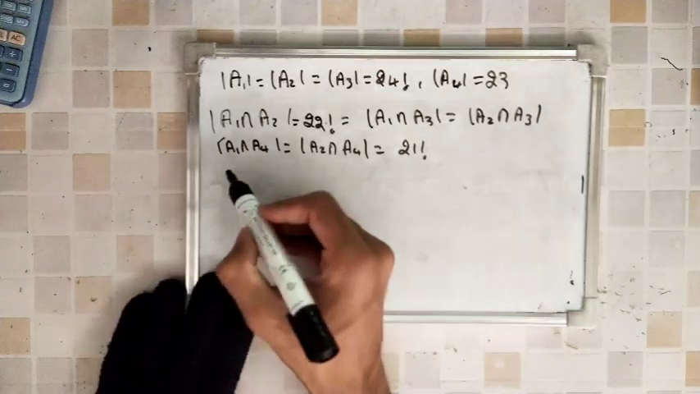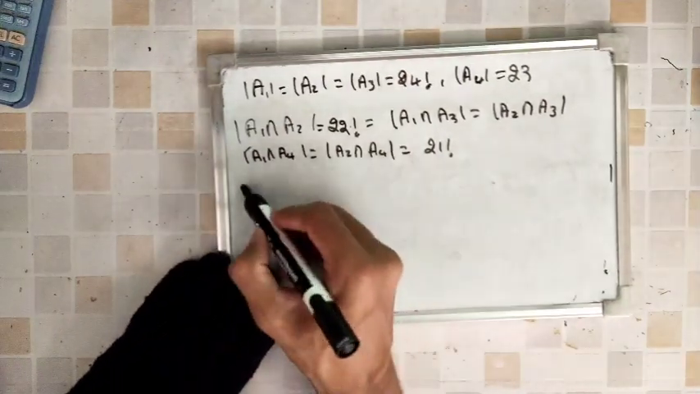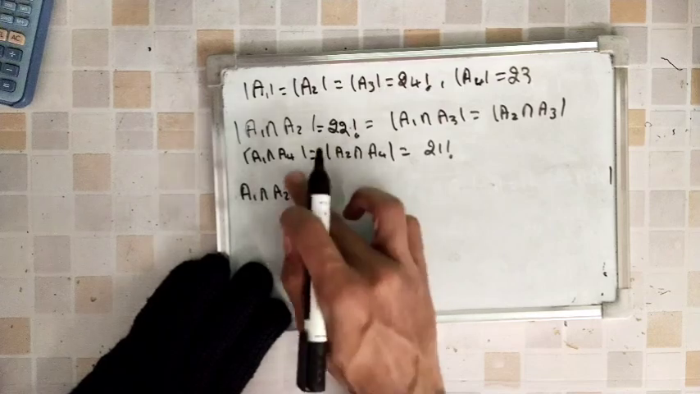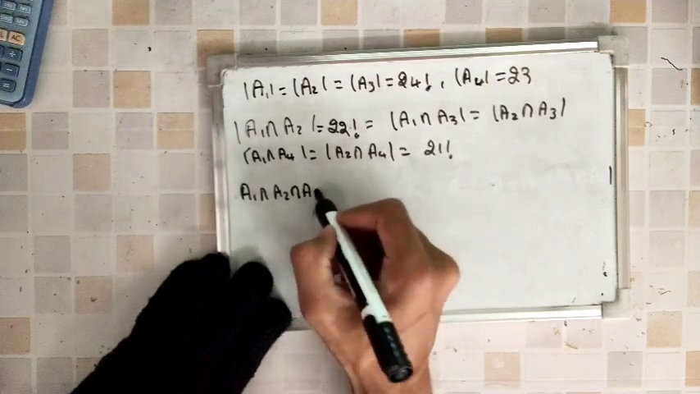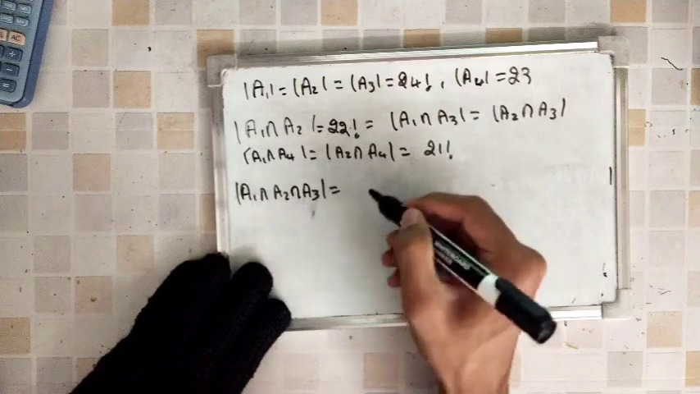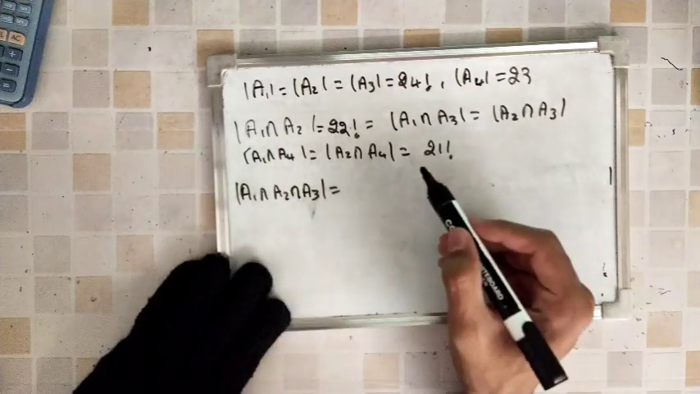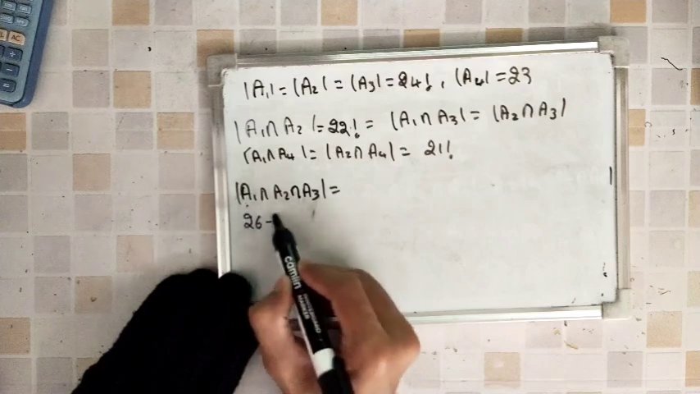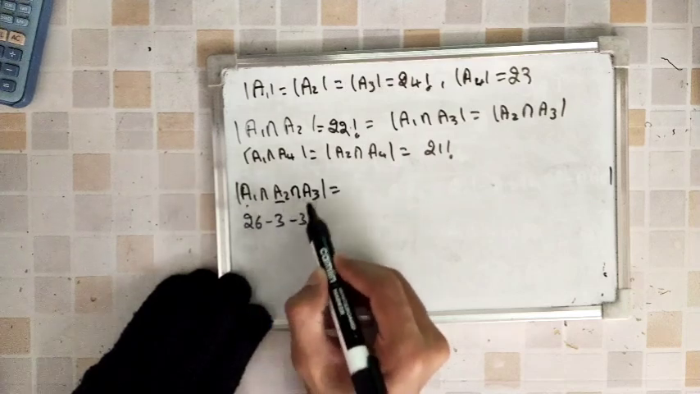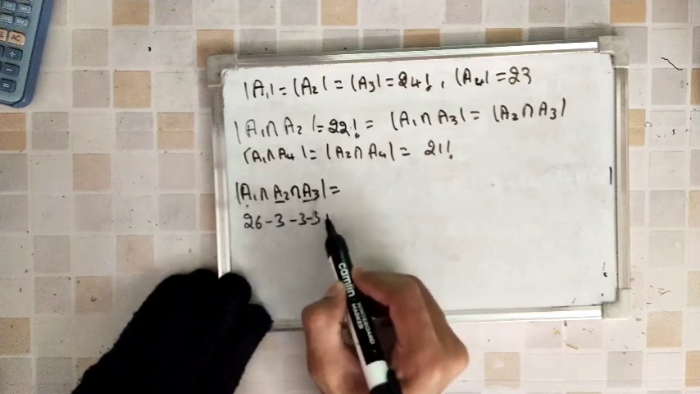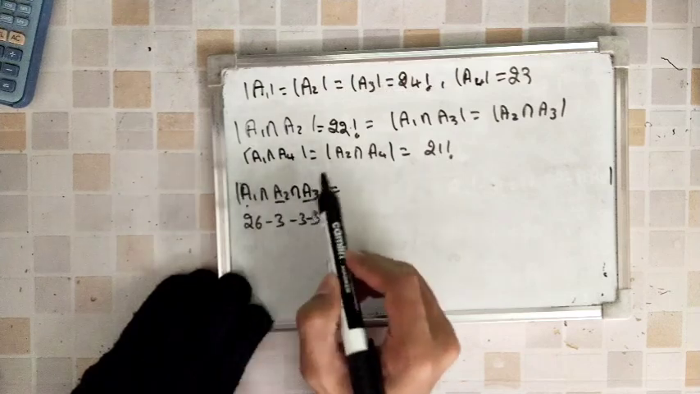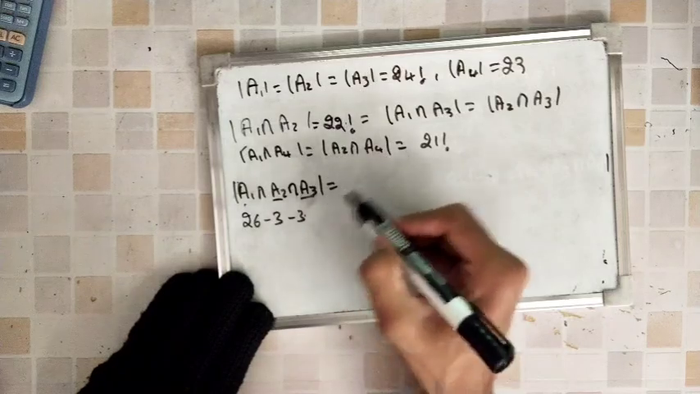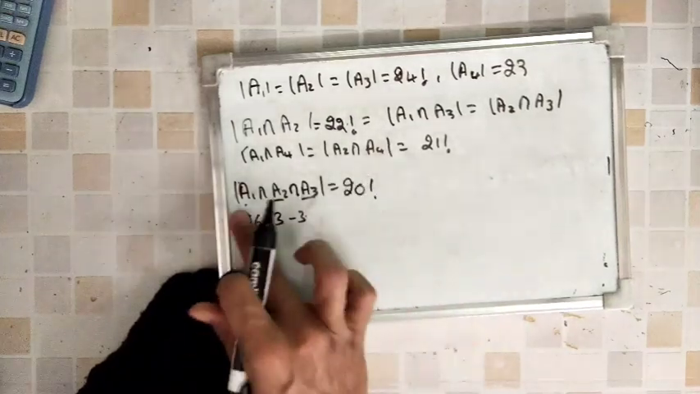Okay, then same way I will write A1 intersection A2 intersection A3 equals, okay, this. Now see here, 26 minus 3 letters in this, then 3 letters in this, plus this itself 1 letter, this is 1 letter, this is 1 letter, so plus 3 is happening. So this plus 3 minus 3 cancel, so 26 minus 6, so this is 20 factorial.